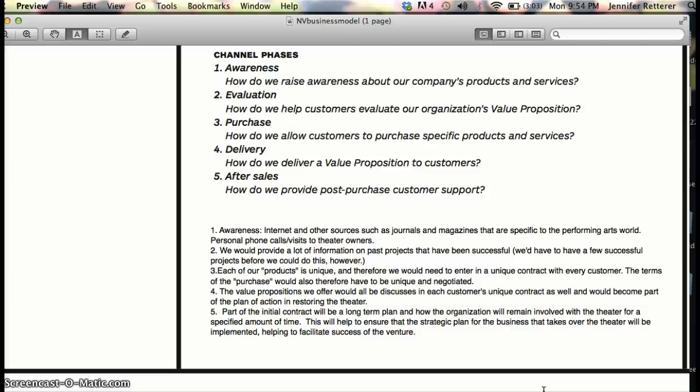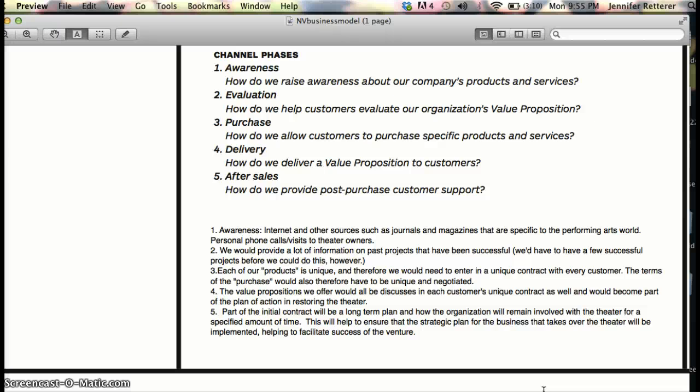For evaluation, I said that we would probably provide a lot of information on past projects that have been successful for us. Of course, we'd have to have a few successful projects first. And for our purchase, because each of our products is unique, the terms of the purchase would also have to be unique and negotiated. So I think that a unique contract would have to come with each project, and it would have to be something that we'd work out with the parties involved.